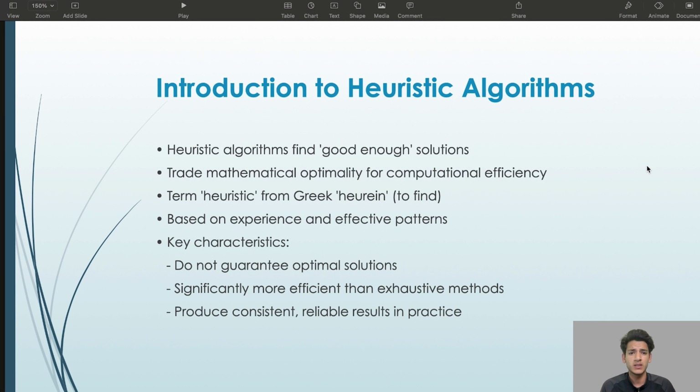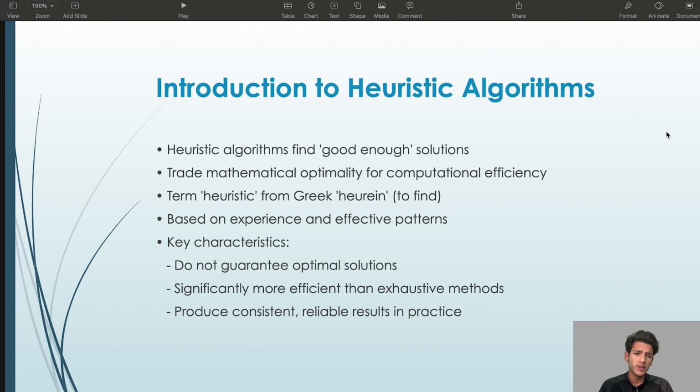Now we will discuss what heuristic algorithms are. A heuristic algorithm finds a good enough solution. That means it never guarantees that it provides optimal solutions. They only take your result to good enough solutions. These methods trade mathematical optimality for computational efficiency.